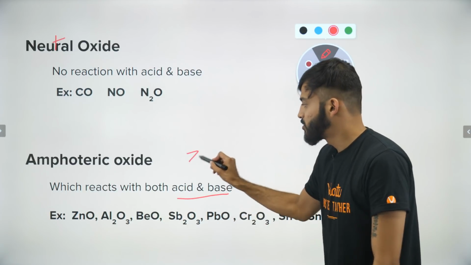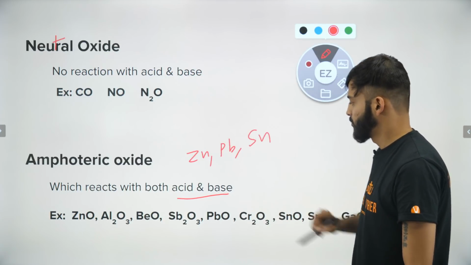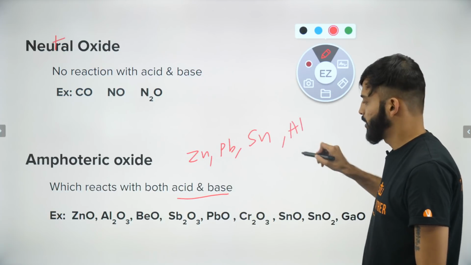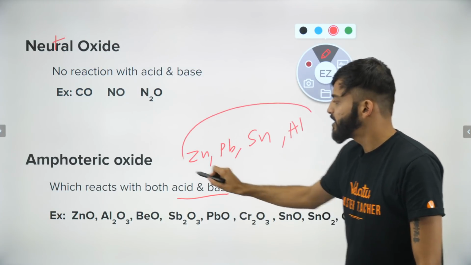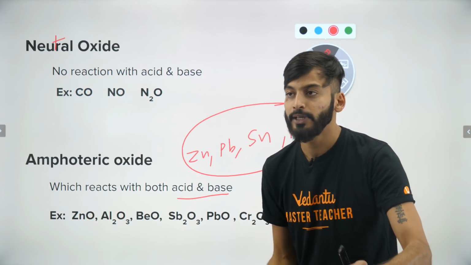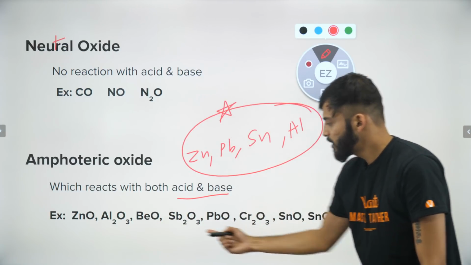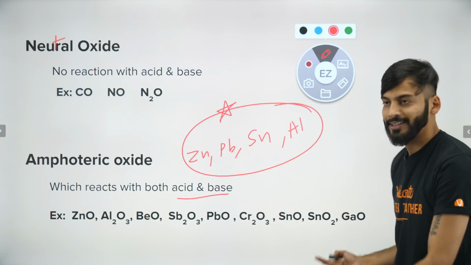In this, zinc, बच्चों, lead, tin. ठीक है? Aluminium, Al2O3 ना? हाँ जी. These are very, very important. JEE asks questions on them. ये घुमा फिरा के question पूछता रहता है. So these are very, very important. All these will give amphoteric oxides. ये आप याद कर लेना.